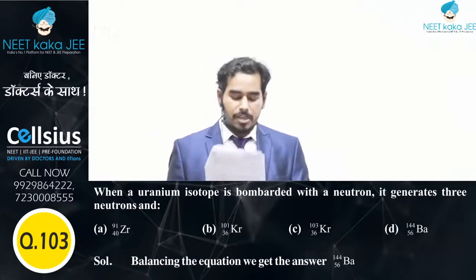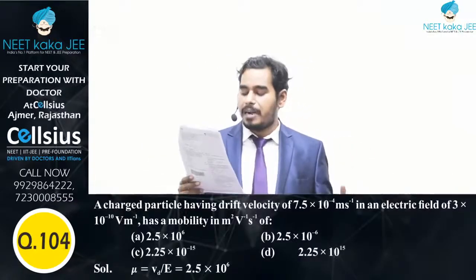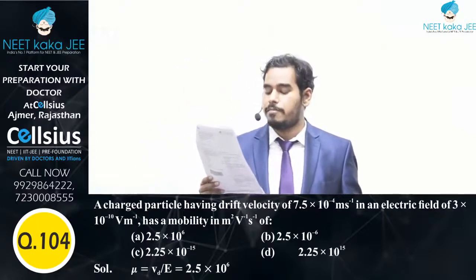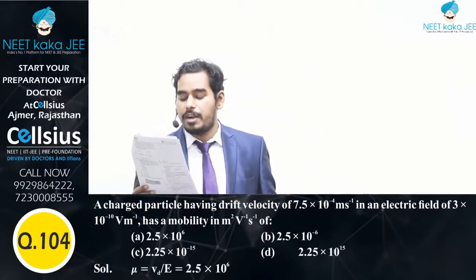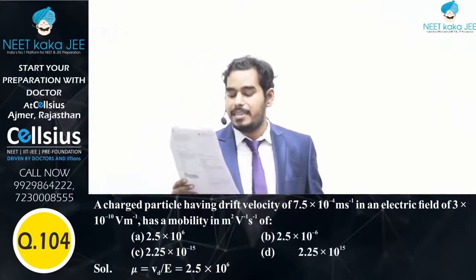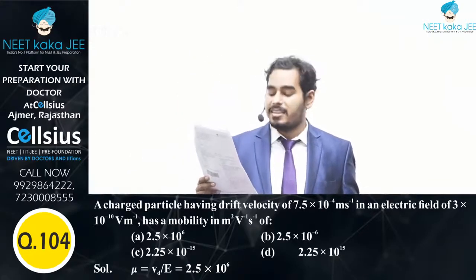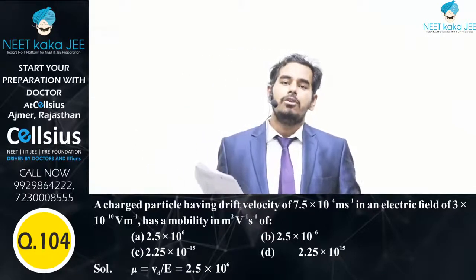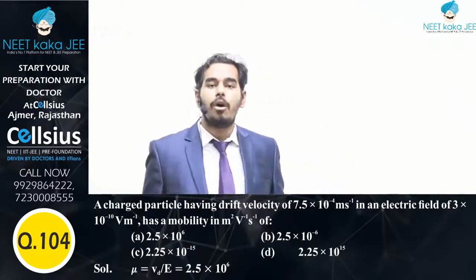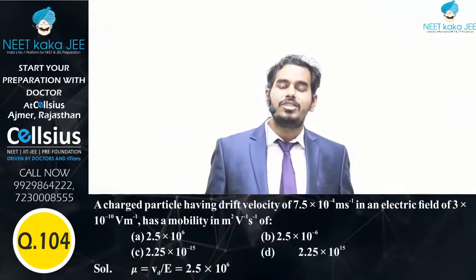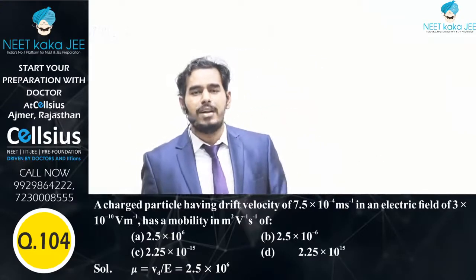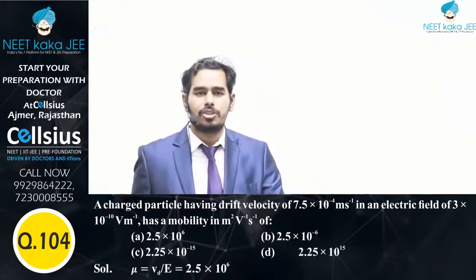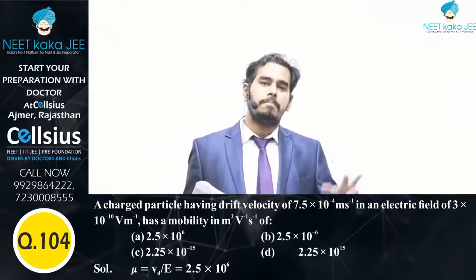Okay. Now, question number 104 is: a charged particle having drift velocity of 7.5 into 10 to the power minus 4 meter per second in an electric field of 3 into 10 to the power minus 10 volt per meter has a mobility, in meter square volt inverse second inverse, of. Okay, you already know the formula for mobility. You already know that mobility is drift velocity per unit electric field. Now this is one of the easiest questions of current electricity that is going to appear in the examination. Mobility is drift velocity per unit electric field.